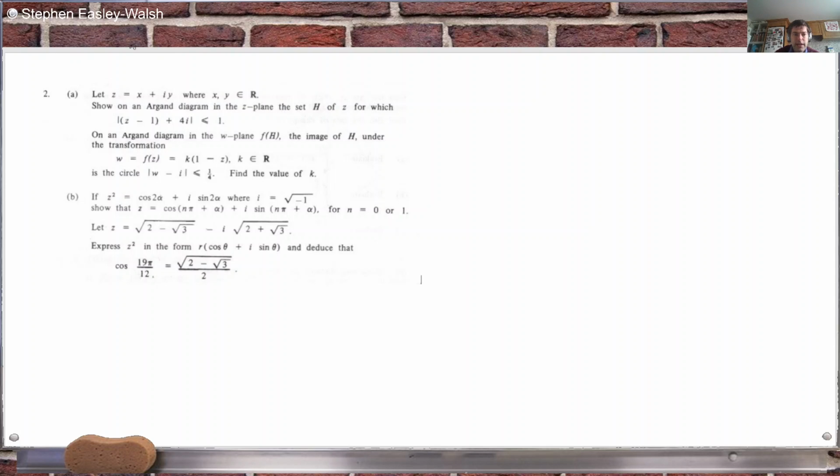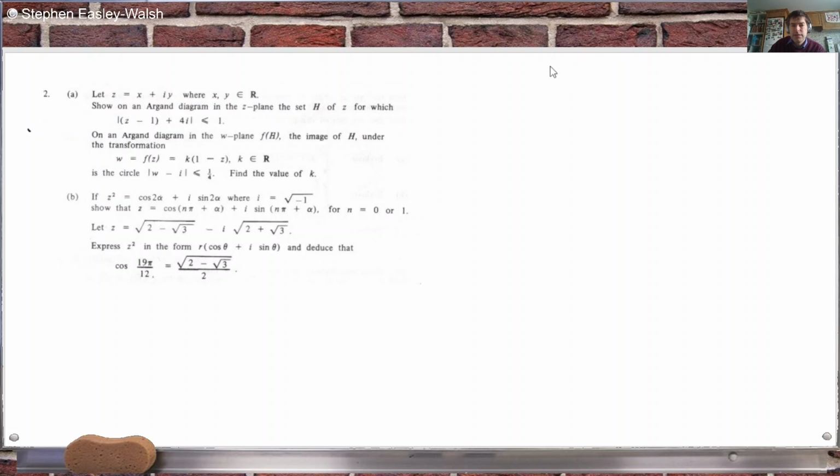Okay, let's have a look at this question now. z is x plus iy. Show on the Argand diagram, the z plane, the set H for which |z − 1 + 4i| is less than or equal to 1.